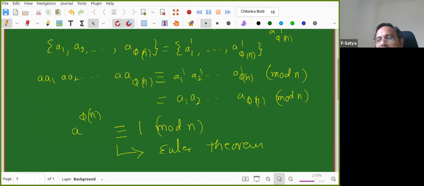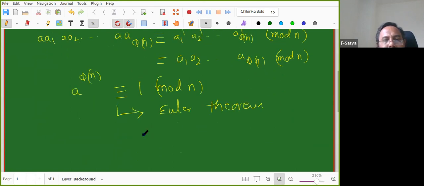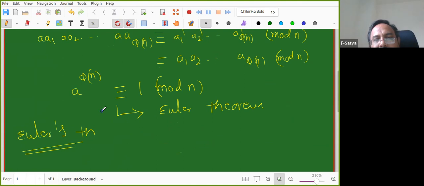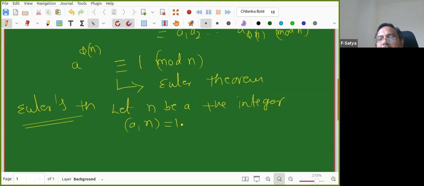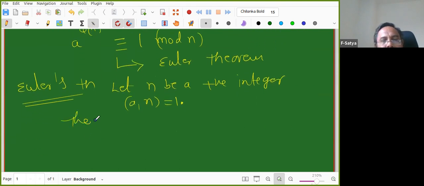In particular, what does Euler's theorem say? It is a generalization of Fermat's little theorem. Let n be a positive integer, and gcd(a, n) equal to 1. Then a to the power of the Euler phi function of n is congruent to 1 modulo n.